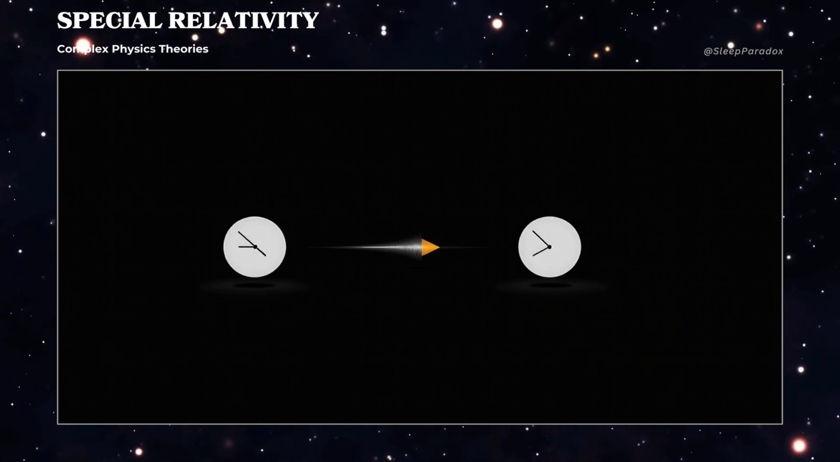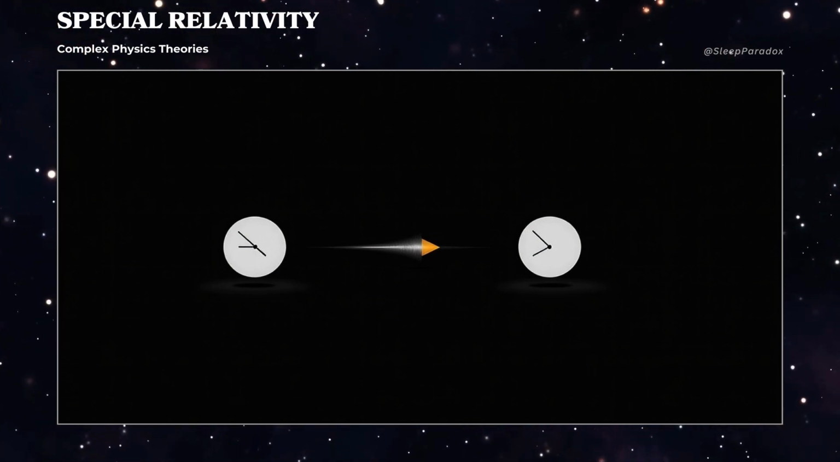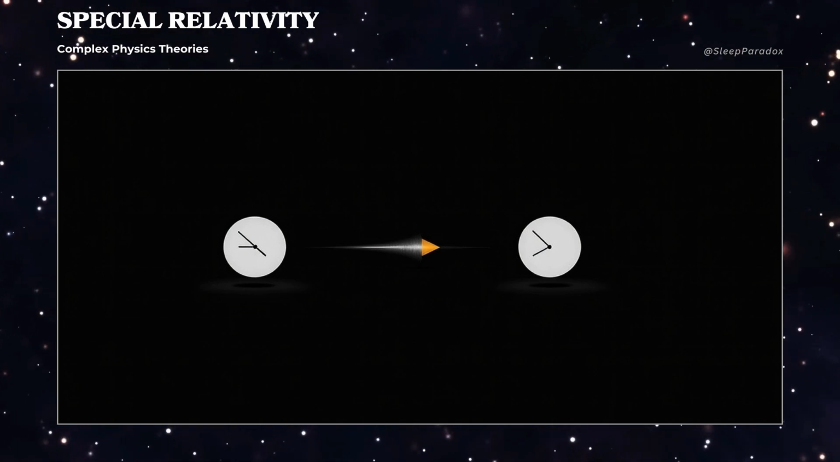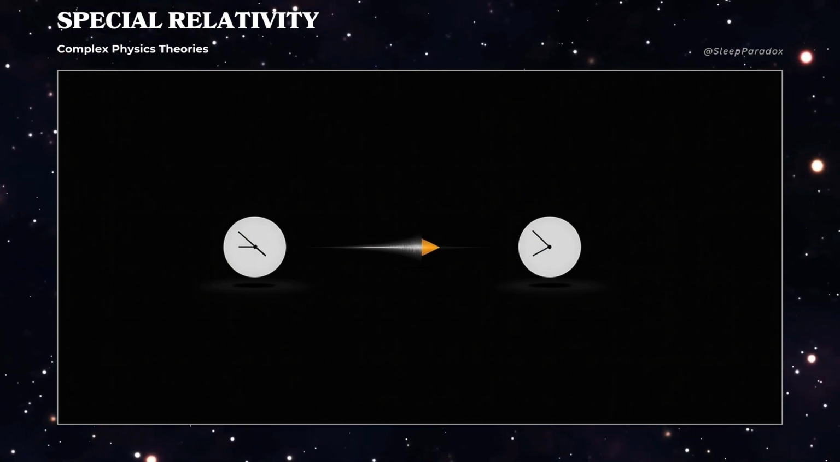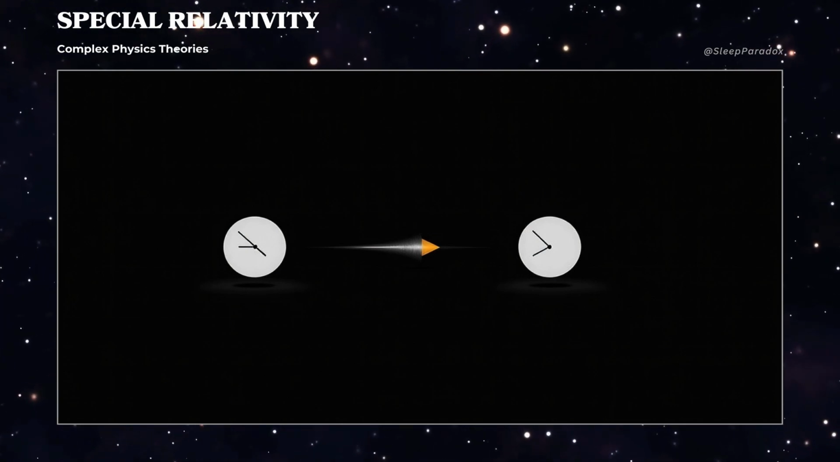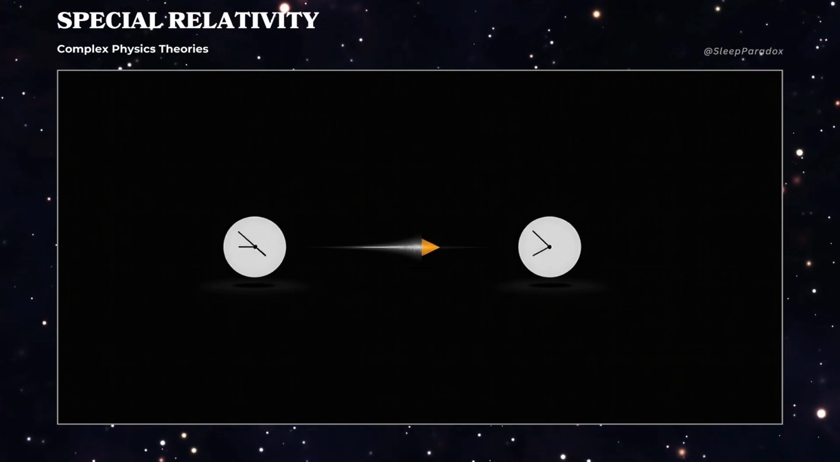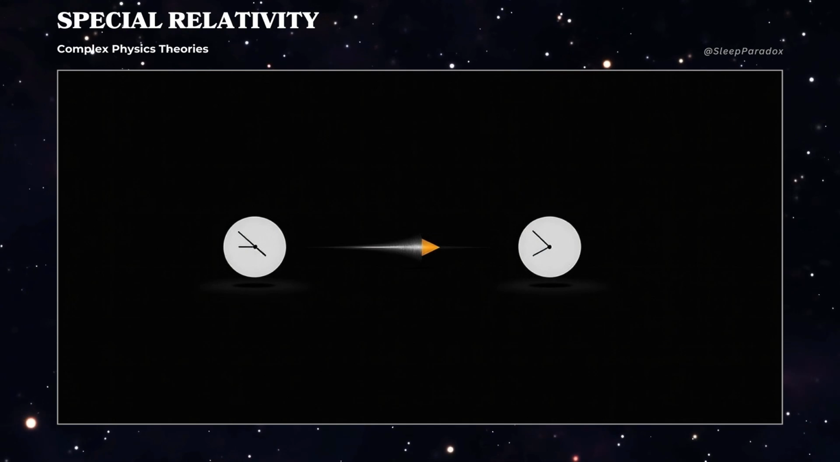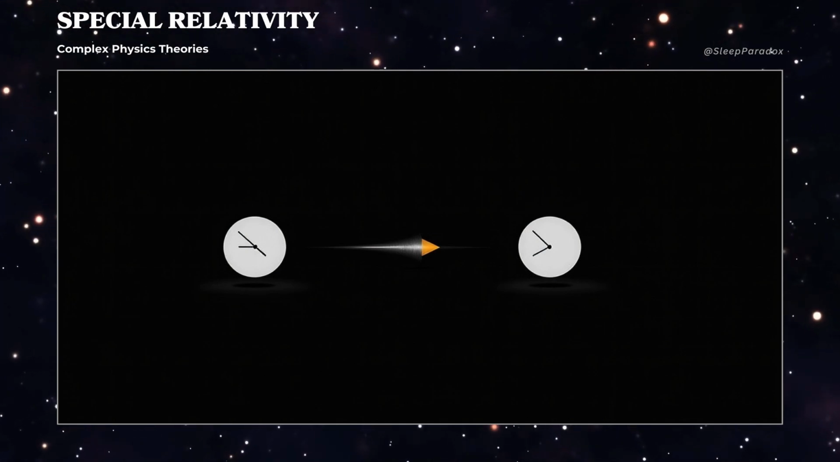Special relativity also changed the way we think about mass and energy. Einstein's famous equation, E equals mc squared, tells us that mass and energy are two forms of the same thing. A small amount of mass contains a tremendous amount of energy.